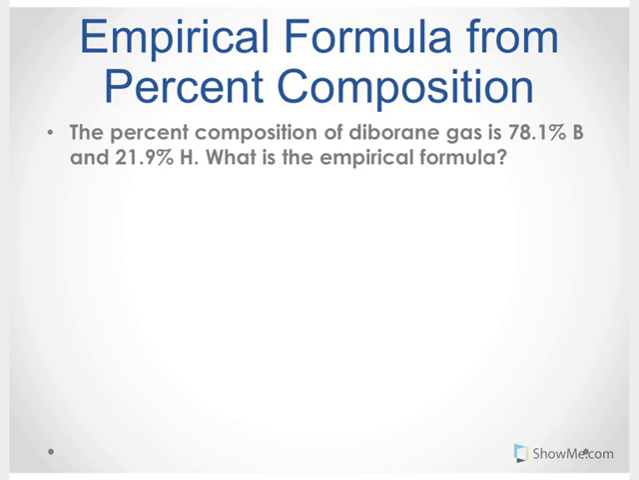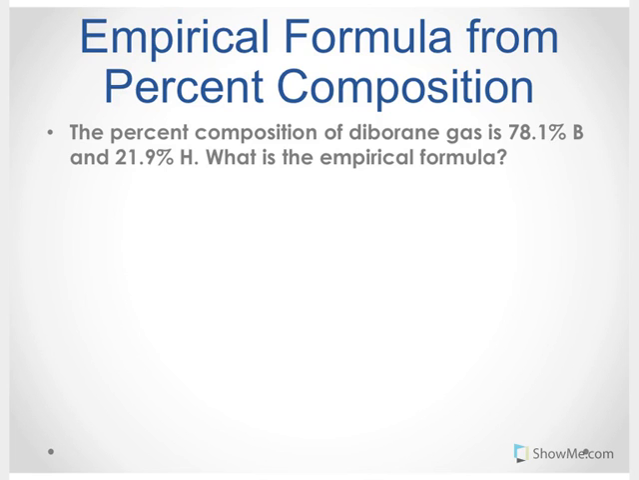But you can do some analysis of the compound, and through different types of analysis, you can actually find the percent of each element involved in that compound. And if you know the percent of each element, you can determine its empirical formula, which may or may not be the same as its molecular formula. Because this question is just asking us for the empirical formula, we can do that with the information provided. So diborane gas is 78.1% boron and 21.9% hydrogen.